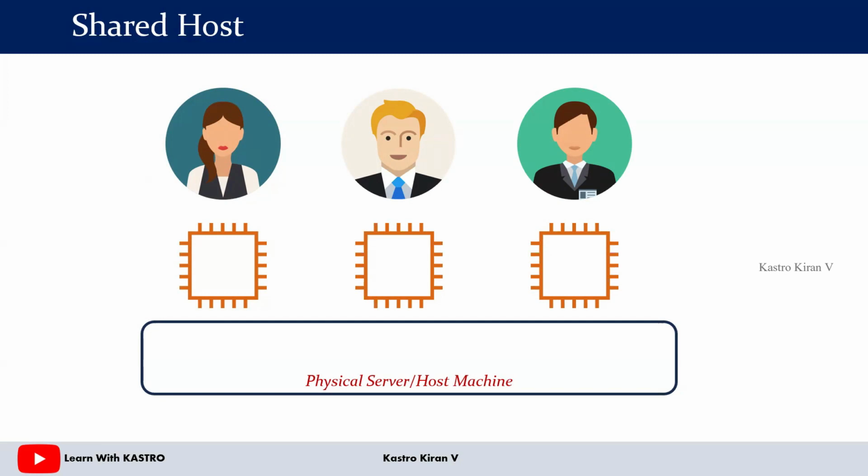What you will do, you are going to buy a flat in the apartment. So here, assume the host machine or physical server is the complete apartment. Now, in the apartment, multiple houses will be there. Similarly, in the host machine, you can create multiple EC2 instances. This type of thing is known as shared host. See, the apartment is the same, but individually you have your own flats. That's called a shared host.